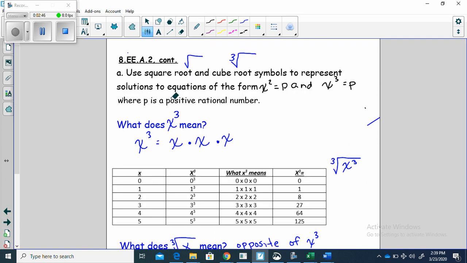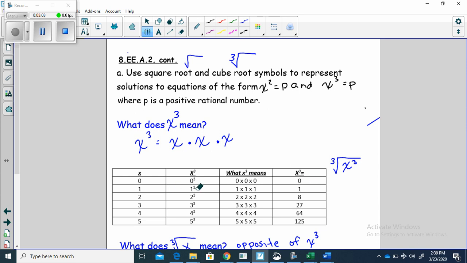To continue on this particular section, what does x cubed mean? X cubed means x times x times x. X times itself 3 times. So let's look at what perfect cubes are. If I have 0 and I bring it to the 3rd power, raise it to the 3rd power, that's 0 times 0 times 0, which is 0.